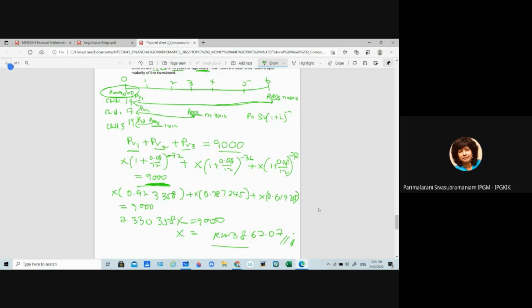But we also know that they're all getting the same amount. Everybody is getting X. How much is X? So we have to bring it to the present value and equate it with 9,000. So is X the present value or future value? Future value. X is the future value.